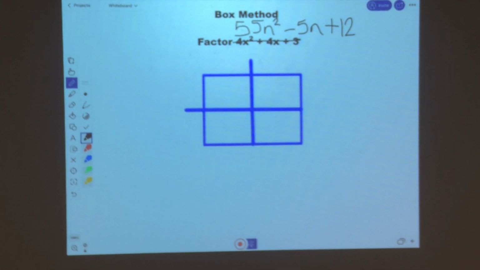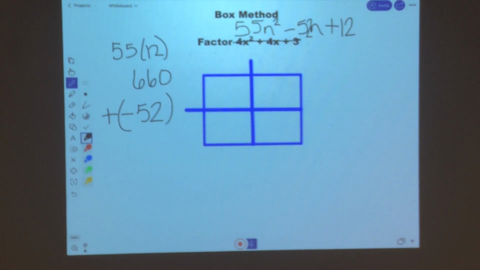Well, the method we learned on Monday, what we did was we took that A term, which in this case is 55, times the C term, which is 12. And for this problem, you end up with 660, which is a really big number to think of what the factors are that add up to be a negative 52. So they'd have to add to be negative 52. That's a really big number to work with. So this method makes it a little bit easier.